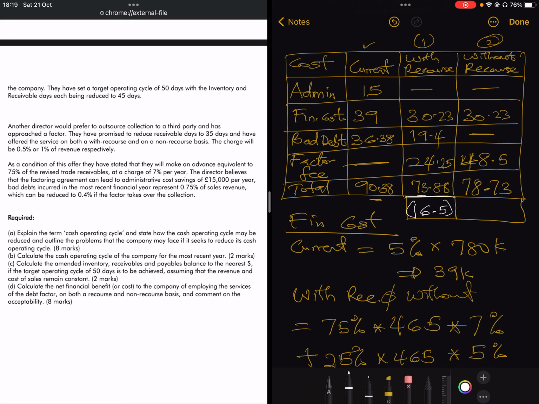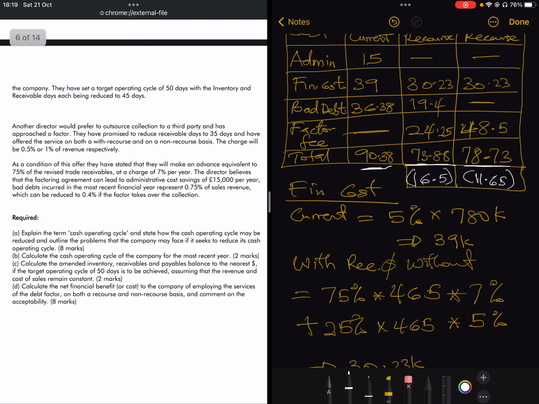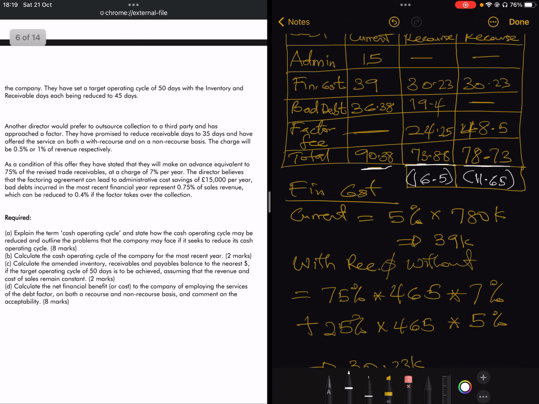And if we decide to go for without recourse, we'll have a savings of about 11.65, because we would have reduced our cost associated with having account receivable from 90.38 to 78.73. And you can see that is the net benefit that we have been asked to calculate by this D, right? So we've calculated the net benefit on both recourse and non-recourse.